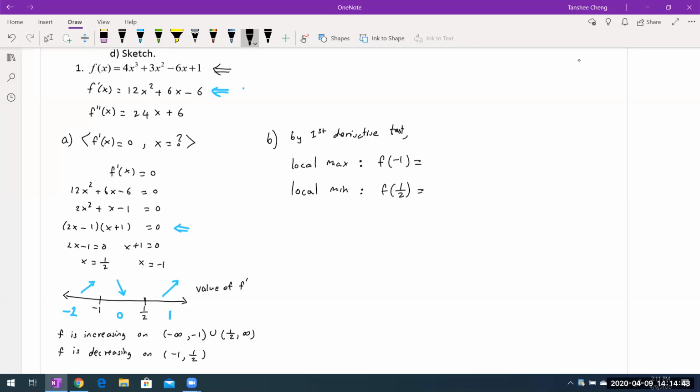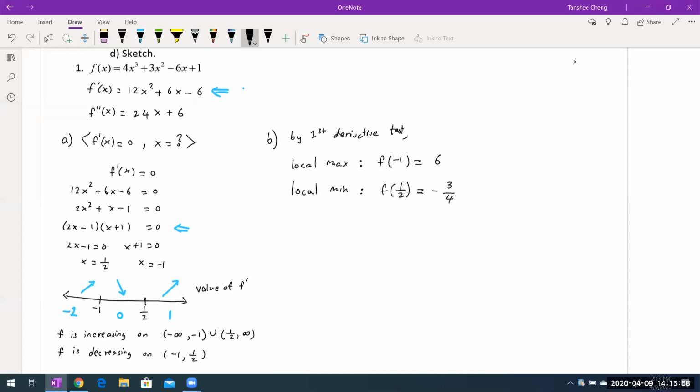So I'm plugging f of -1 back into the original function, and that gives me 6. And when I plug in 1/2, that gives me -3/4. So those are the 2 points that will help us with the graphing later on. Are there any questions before I move on?